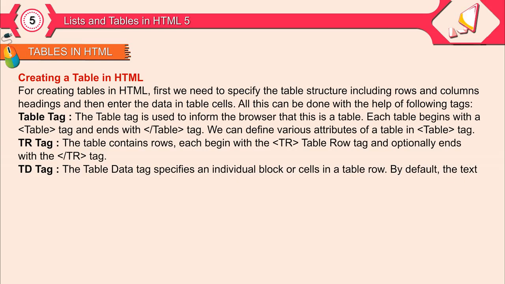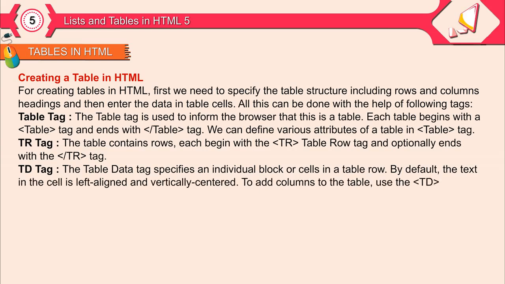TD tag. The table data tag specifies an individual block or cell in a table row. By default, the text in the cell is left aligned and vertically centered. To add columns to the table, use the TD and /TD tags.